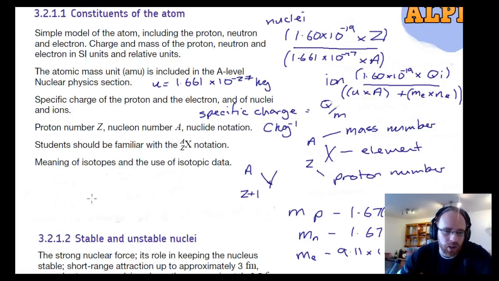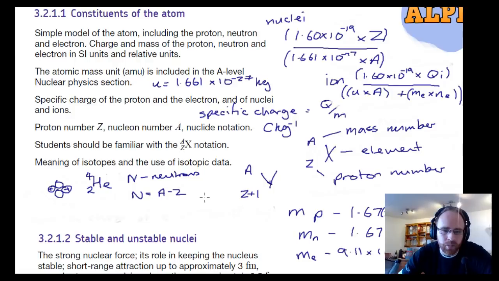So if we've got our isotopes, then in the nucleus we had earlier, we had 2 protons, 2 neutrons. That would actually be He, 4 nucleons, and then 2 protons. So A would be 4, Z would be 2, and N, that would be the number of neutrons. N equals the total mass number minus the proton number.